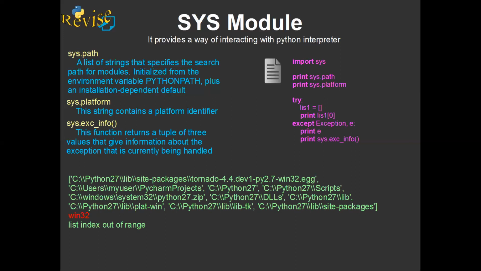We print that exception, and exc_info gives us detailed information about the exception. That is, it's an IndexError, what the error is, and a traceback object. You can use the traceback to get more details of an exception.